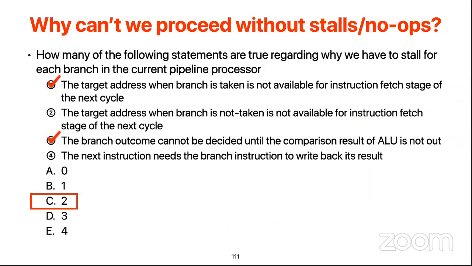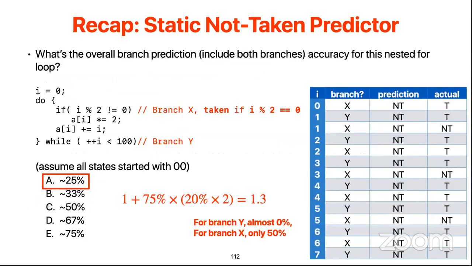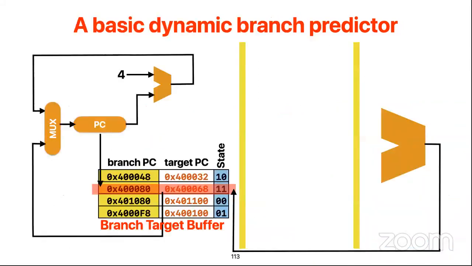And if you want to do branch prediction, there are 2 things you need to know: the target address, which we keep in a branch target buffer, and the second thing is the branch outcome. That's why we have the predictor. If you don't want to use the branch target buffer, this is the best you can do. You can only statically predict not taken. And for the frequently used loop, you can only have 25% accuracy, which is not a bad thing, right?